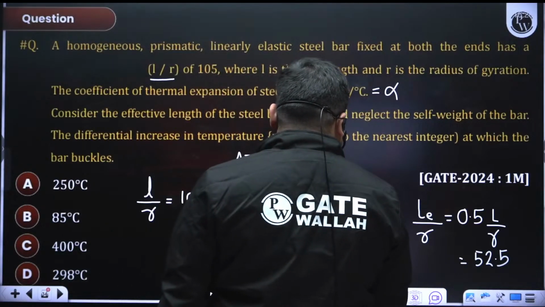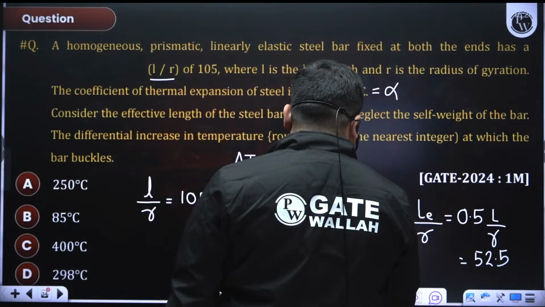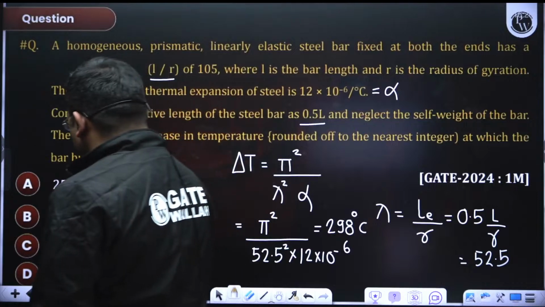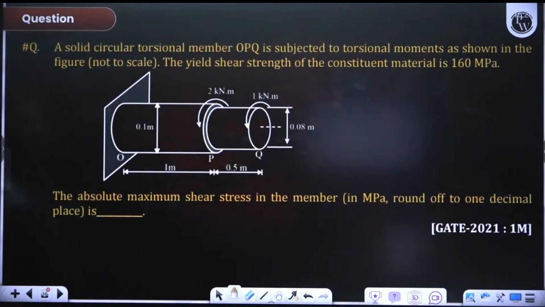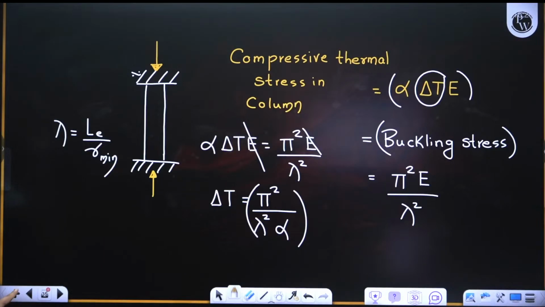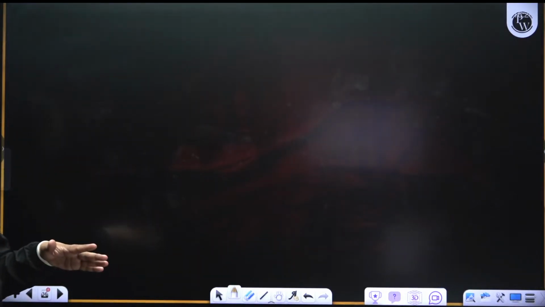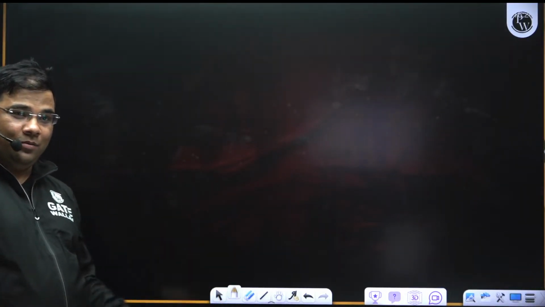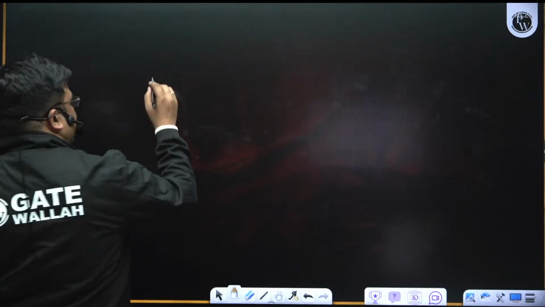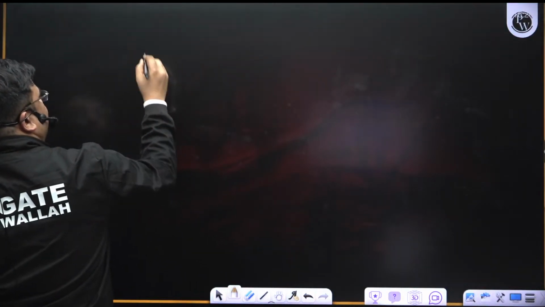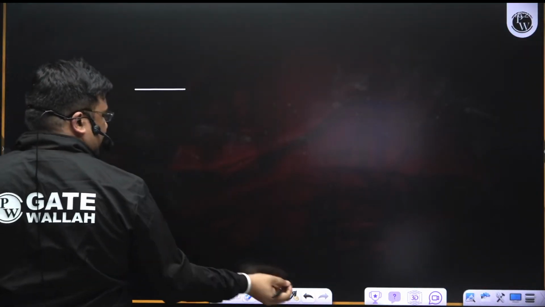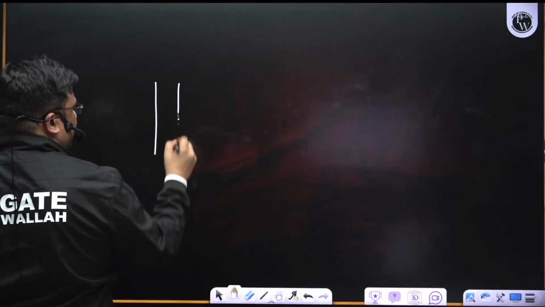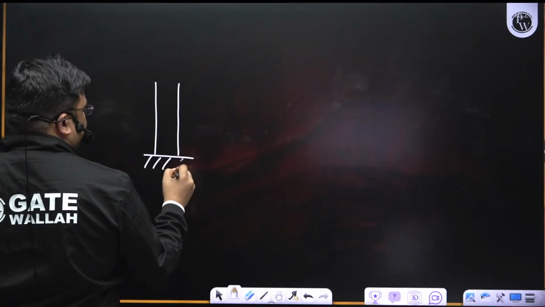So you see, they can ask you questions like this. This is a combination of the concept of thermal stress and buckling. See, you can also do it in this way. The same formula will come out. I am just explaining in a different way.